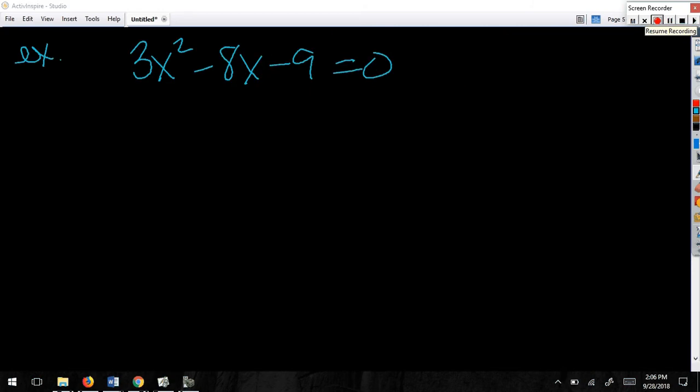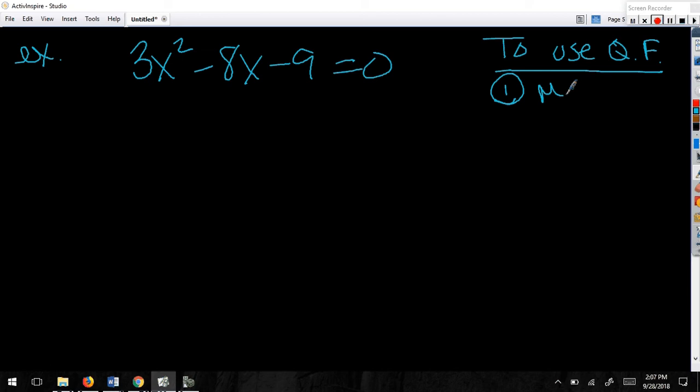Things to check before you set up to use the quadratic formula. Make sure, if it doesn't already, make sure it equals 0. Okay? In the case of this one, does it equal 0? Yes. Okay, so that's done. Next, if it doesn't, I will do one in a minute that doesn't, so you see what you have to do.